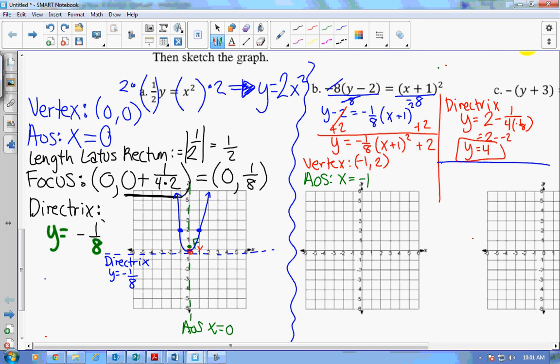The focus is a point, -1, comma, 2 plus that fraction, 1 over 4 times -1/8. So our focus is a point, -1, comma, 0. We just had the 0 on the directrix, and the 4 and the 0 were flip-flopped. Okay, grab your colored pencils. First, graph the vertex, -1, comma, 2. I put a little V so you remember what that was.